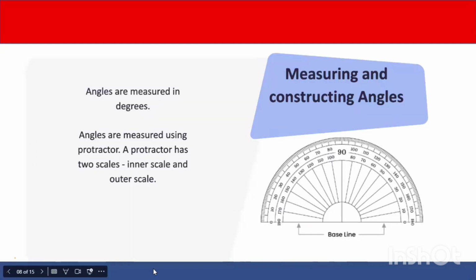Now, how to measure the angles? Angles can be measured in degrees. The unit for measuring the angle is degree. Angles are measured using a protractor. A protractor has 2 scales, inner scale and the outer scale.